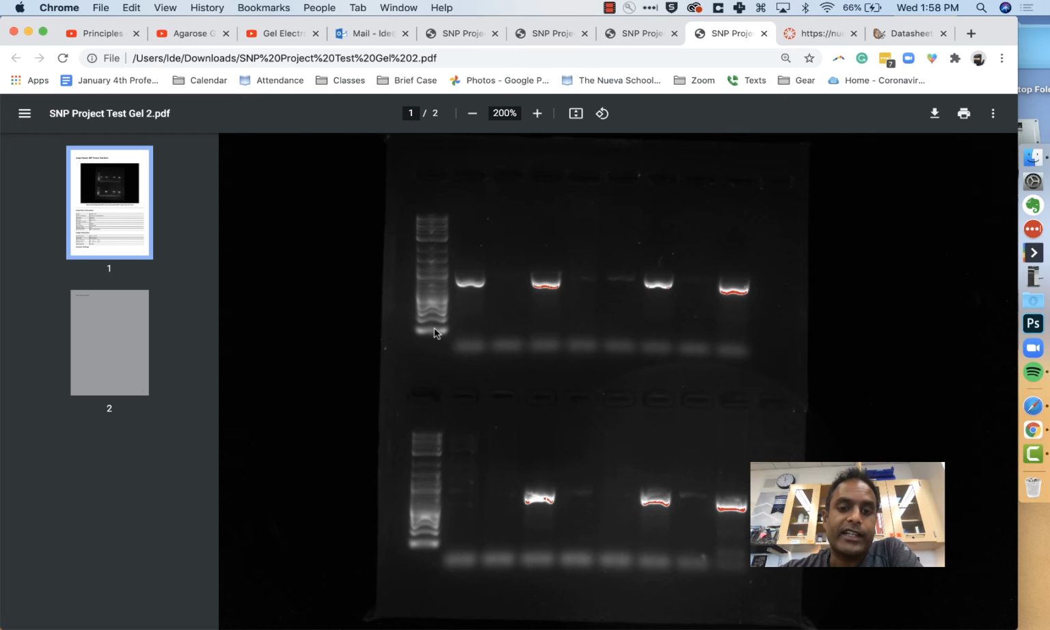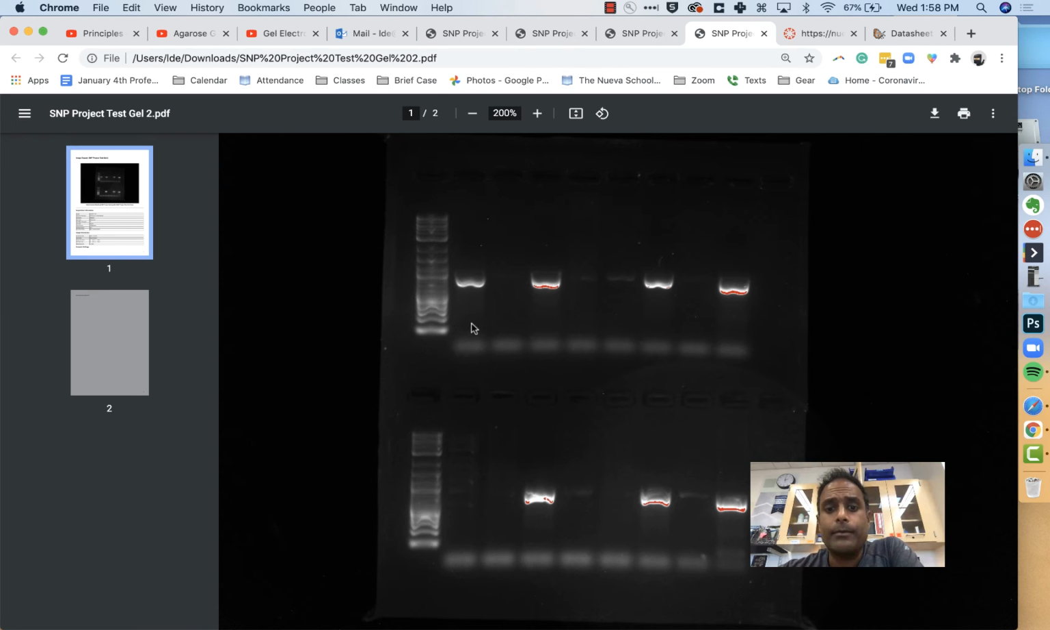Here, my gel didn't run long enough. My ladder rungs are on top of each other. So I would have run this longer, or when I made the gel, I would have cut out this set of wells and just used this whole gel to run my DNA on.